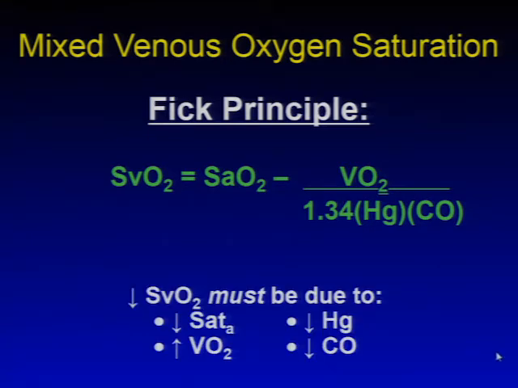So if there's a drop in a mixed venous oxygen level, it must be due to one of four things. Either there's a drop in the arterial saturation, an increase in total body oxygen consumption, a drop in hemoglobin, or a drop in cardiac output. For patients who are anesthetized, it's typically straightforward to monitor most of these variables. For example, you can monitor hemoglobin concentration and arterial saturations very easily. Through the use of a PA catheter or TEE, you can monitor cardiac output. It's oxygen consumption that you can assume is elevated if all of the other variables are normal.